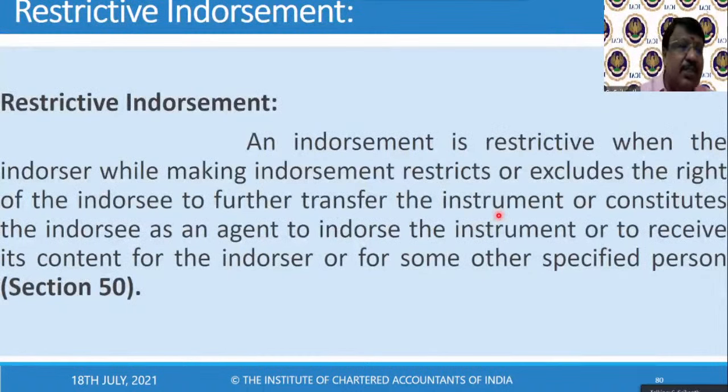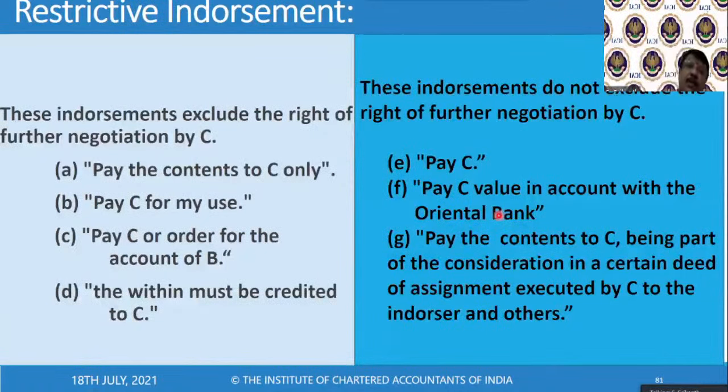An endorsement is restrictive, very important, restrictive, when the endorser, while making the endorsement, restricts or excludes the right of the endorsee to further transfer the instrument. Normally, a negotiable instrument can be endorsed, no clause. But at the time of endorsement, if the person puts a restriction, then it cannot be endorsed. Okay? He cannot transfer it, he cannot further endorse it. It's called restrictive endorsement.